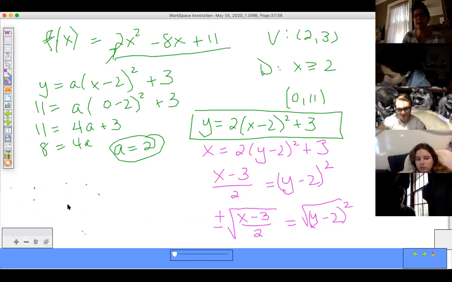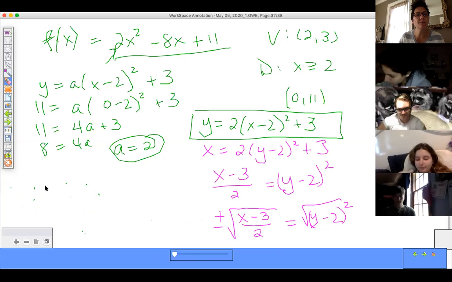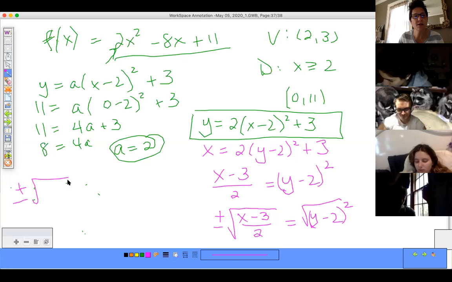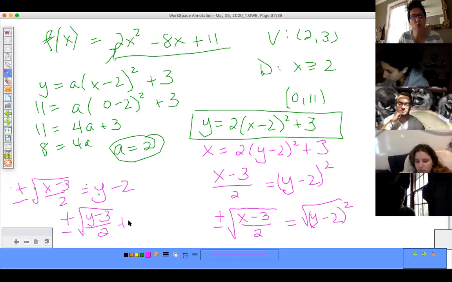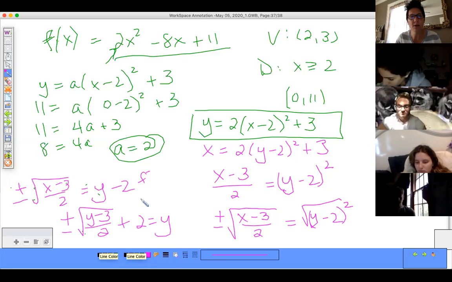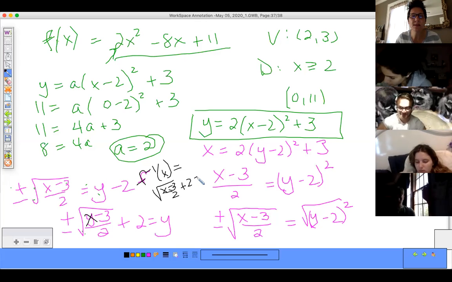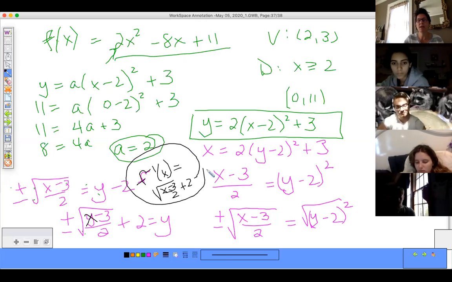Good. Because we picked the positive half of the parabola, we know that we have plus or minus the square root of (x minus 3) over 2 is equal to y minus 2, but I have to add 2 to both sides, so I have plus or minus the square root of (x minus 3) over 2, plus 2, is equal to y. But as somebody said, we want the positive half. So therefore, f inverse of x is going to be equal to the square root of (x minus 3) over 2, plus 2. Shouldn't it be an x here? Yes, that is his inverse, okay?